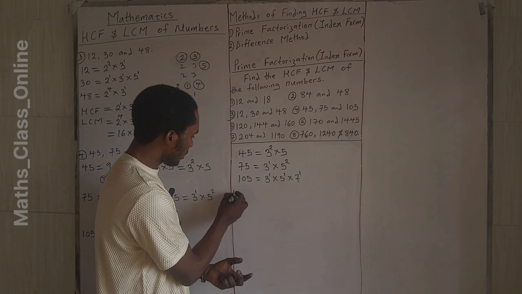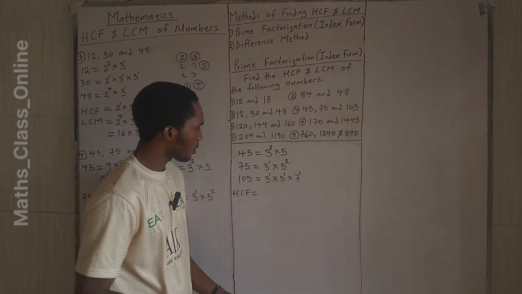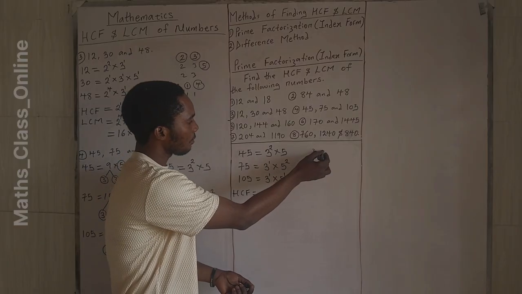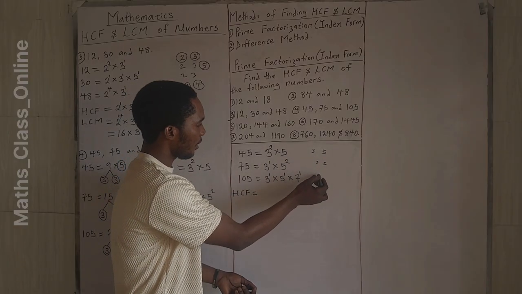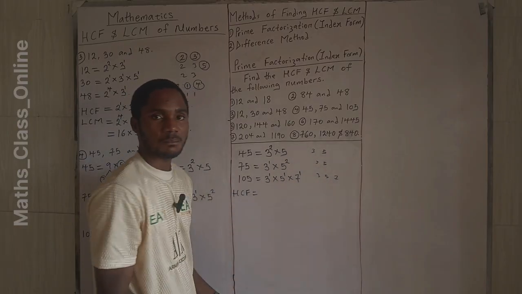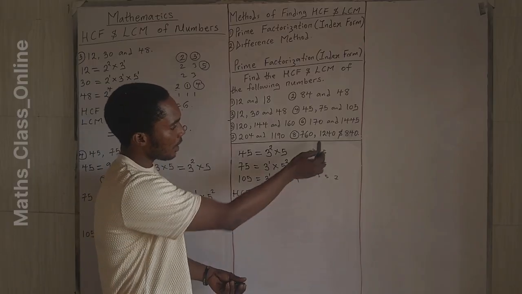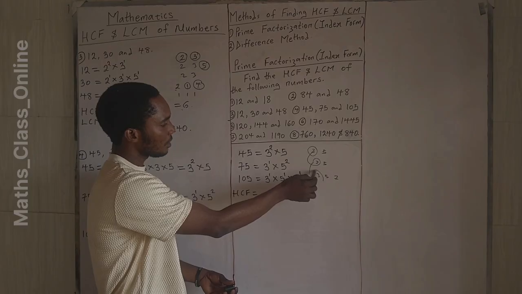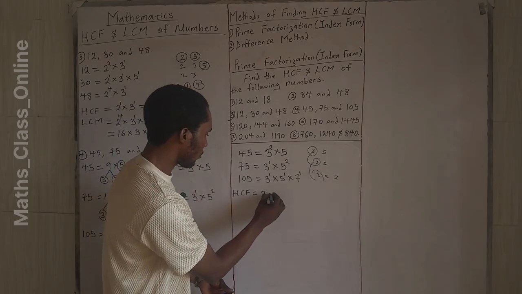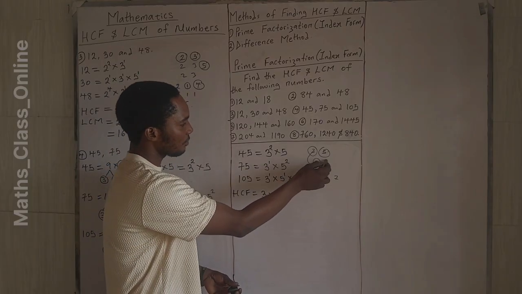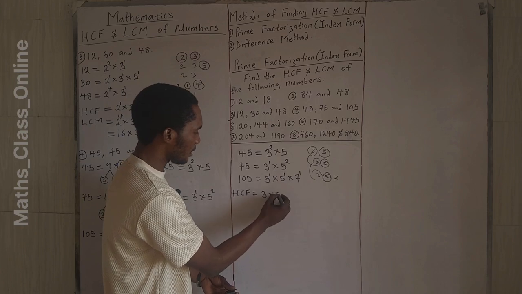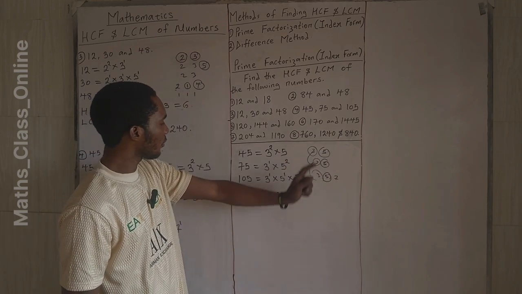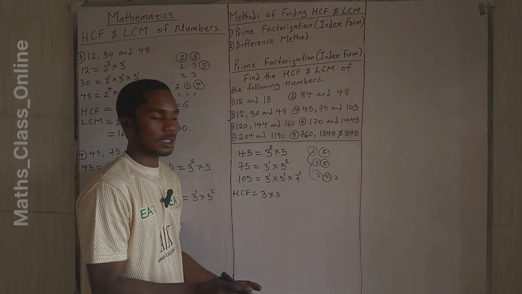Now, HCF is what? The prime numbers we have here are 3, 5, 3, 5, 3, 5, 7. Which prime numbers are common to all these 3 numbers? You can see that we have 3, 3, 3, write 3, times 5, 5, 5, that is 5. But 7 is only here. We don't have 7 in 45 and 75. We are not going to write that.